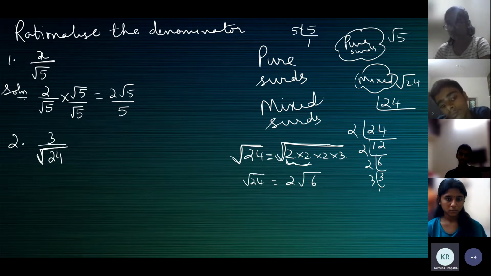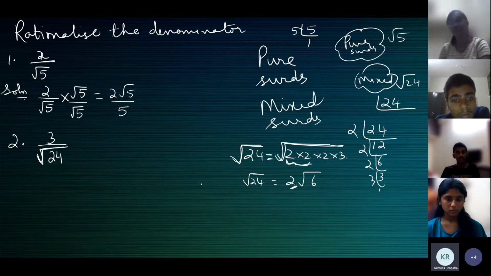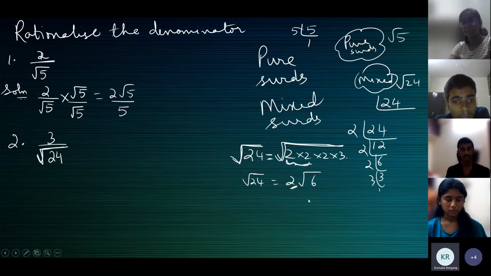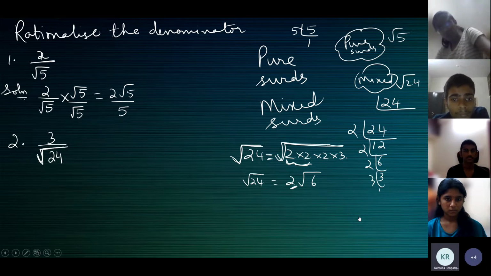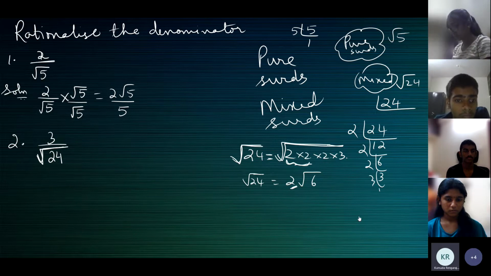So square root of 24 can be expressed as a mixed surd. It's a mixed surd because its rational factor is not 1 or minus 1, it's 2. So it's a mixed surd. So that is the first step. Before you rationalize, you must check if you can simplify further, if you can express the denominator.